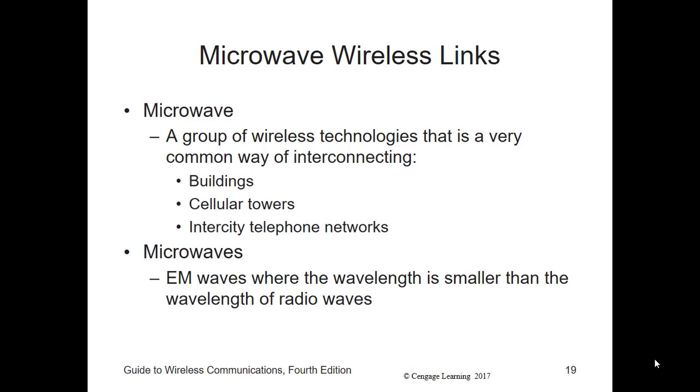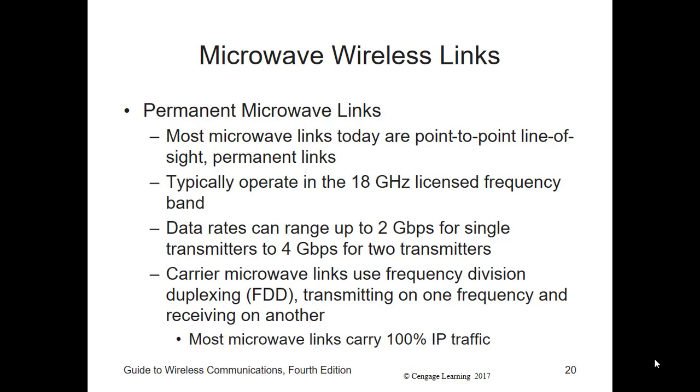Microwave transmitters today operate at a variety of frequency bands, from the ISM at roughly 5.8 gigahertz all the way up to 80 gigahertz. Most microwave links installed by carriers today are point-to-point line-of-sight, permanent links that typically operate in the 18 gigahertz licensed frequency band. It helps carriers to avoid the potential interference and ensure the reliability of their networks.